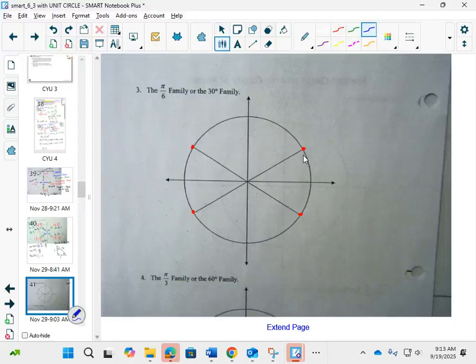So I was doing degrees in blue and radians in green. And so for the pi over 6 family, every single angle in degrees has the same reference angle of 30 degrees. And every single angle in radians would have the same reference angle of pi over 6. See if you can label the other 3 before I do. I'll give you a head start.